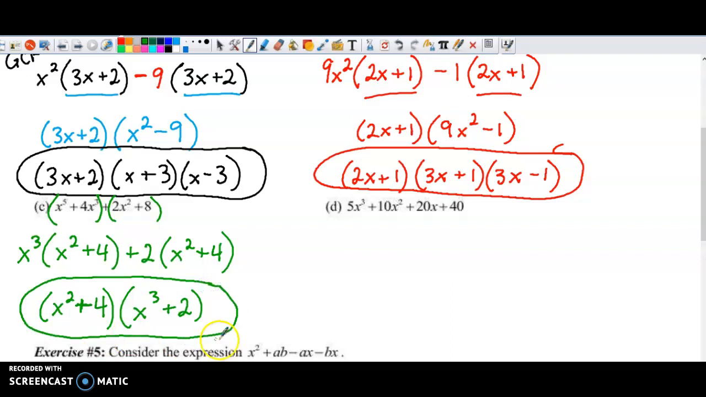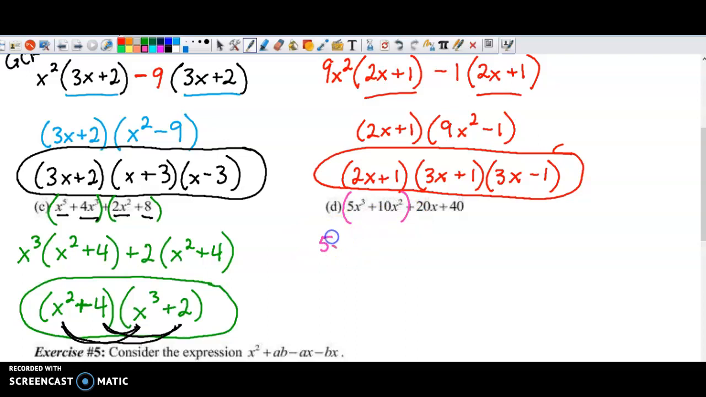And you can double check this is the right answer, because if you distribute it in, this one would be easy to distribute and check your work. X squared times x cubed is x to the 5th. X squared times 2, 2x squared. 4 times x cubed, 4x cubed. And 4 times 2 is 8. So it'd be easy to check your work on that one. And then just one more for this.